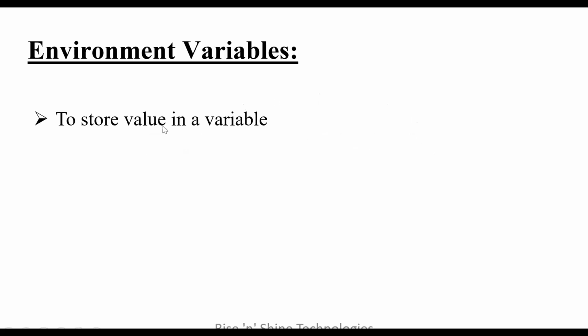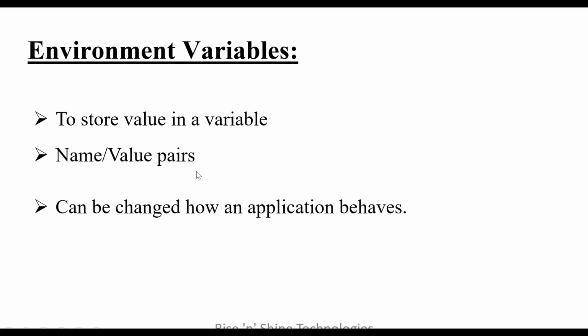What are environment variables? It is like storing a value in a variable by assigning some name to it. The name works as an identification, and whenever we use the name, we can retrieve whatever value it has. It is a name and value representation, name-value pairs, and this can be changed on the basis of the application behavior. We can change the values of the variables.